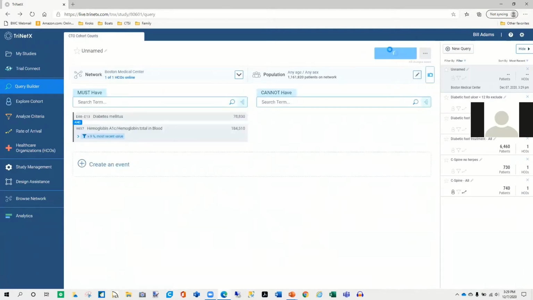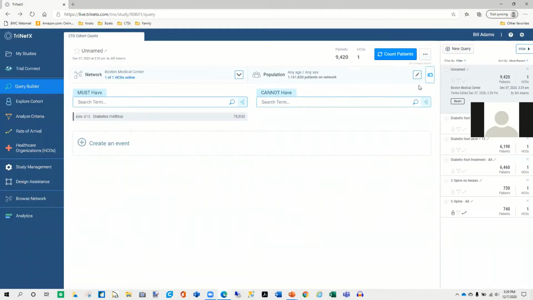And then you just click count patients. You can see that right now we have 9,000 patients in the data set with poorly controlled hemoglobin A1C. And if we remove that criteria, you can also see that we have 80,000 diabetic patients. You can name your queries over here so that you can keep better track of them. I have two sample queries that I did based on folks that the trials office asked me to try to model in TriNetX to get some counts. And we'll get to that in a second.